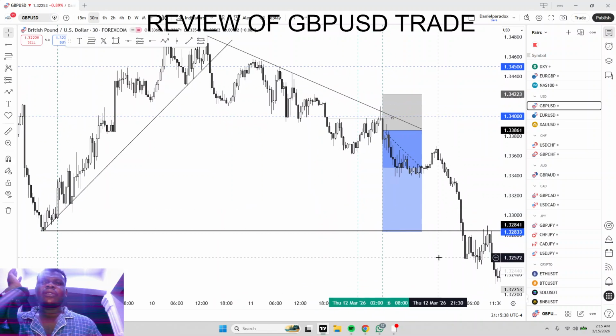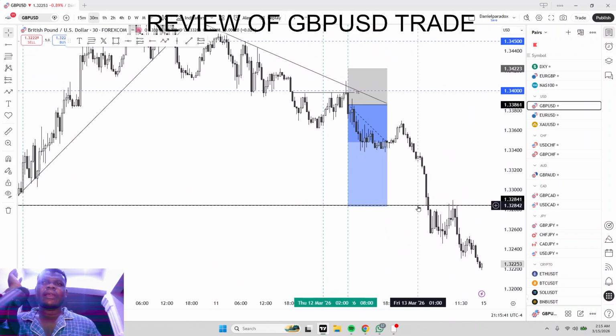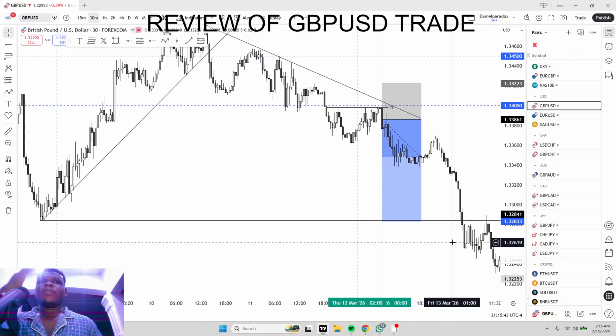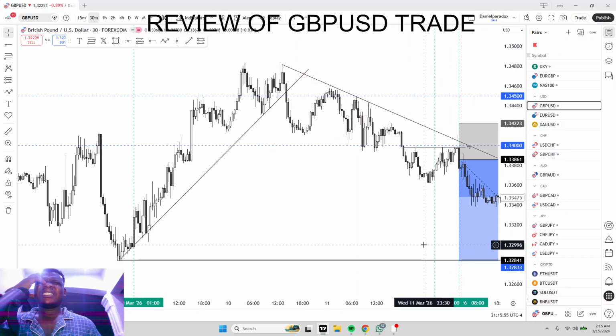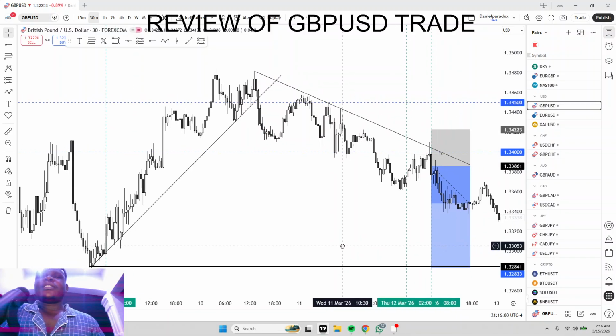So I think I got out around, yeah. So I actually closed for my higher time frame entry. It was too hard, then lower time frame was too hard too. So I think I risked $100. I made 372, almost $400. Yes, so that's the trade. So that's it.